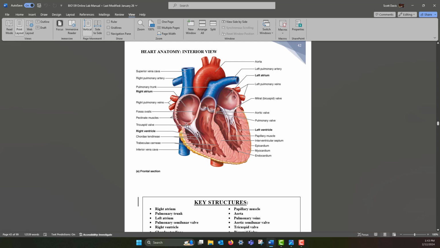Now, if we look at the AV valves, they've got these stringy things attached to the walls of the ventricles. These are going to anchor those valves. They are going to aid it in opening, and they are going to prevent it from closing and reflecting back the wrong way. So these stringy things, they're very tough. They're called chordae tendineae.